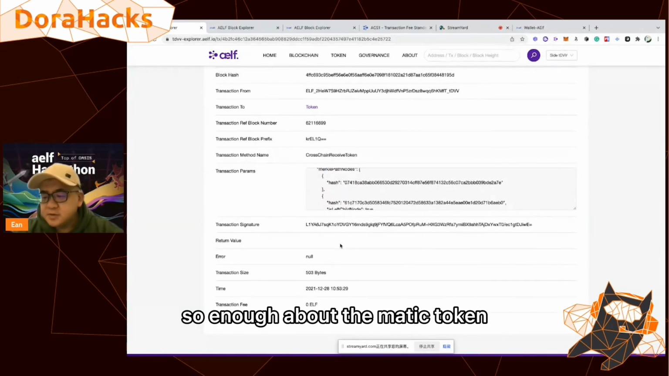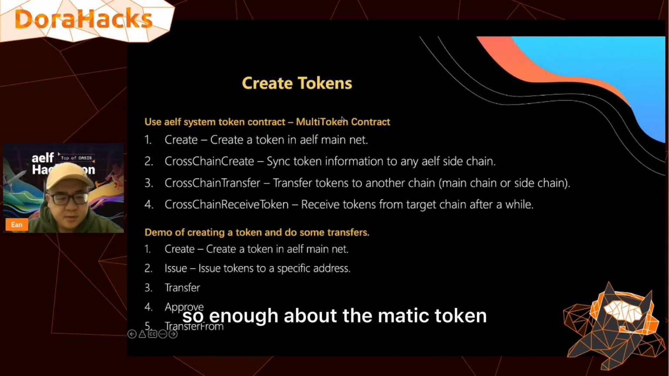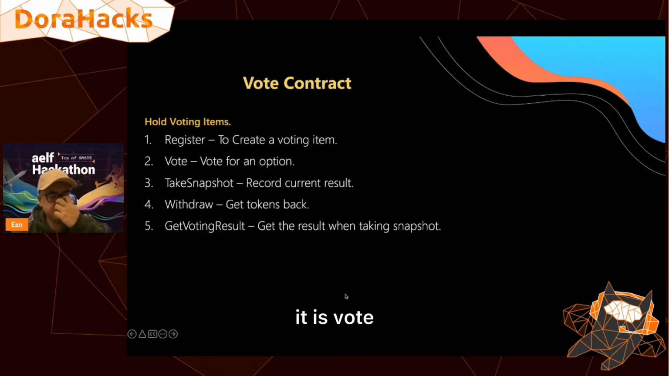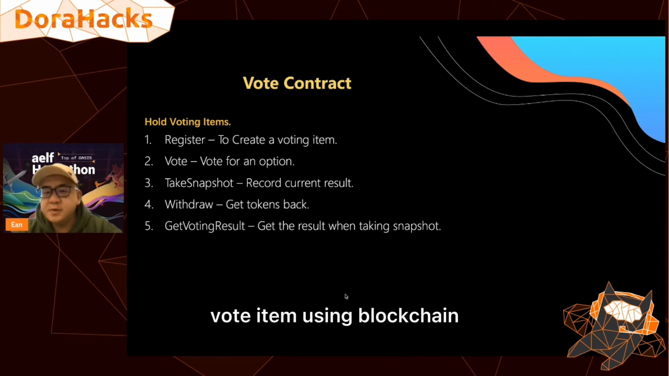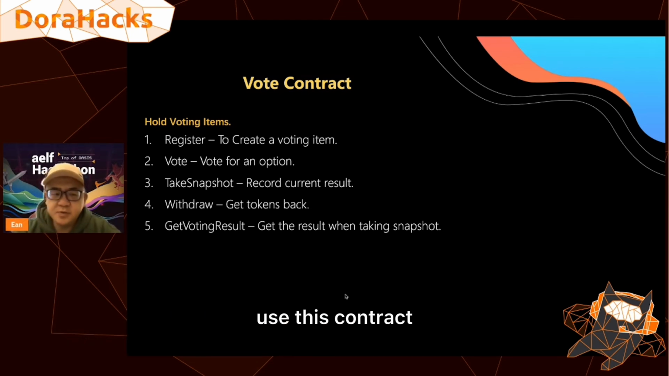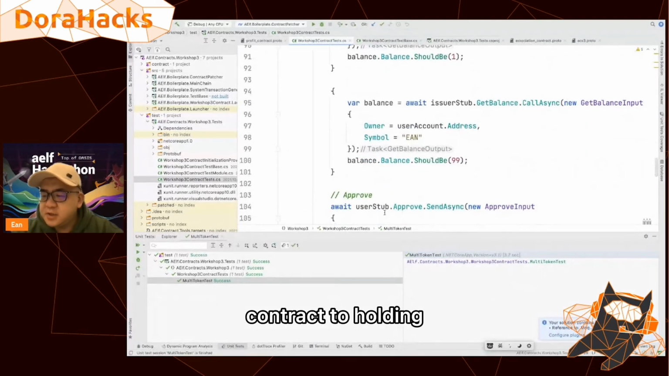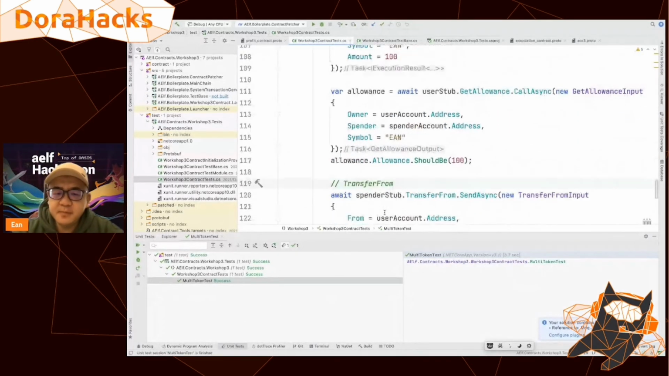Okay, so enough about the multi-token contract. Let's go to a much simpler contract. It is vote. If you want to launch a vote item using blockchain, you can use this contract. And same as before, I'll just show you the pipeline of using the vote contract to hold a voting item.